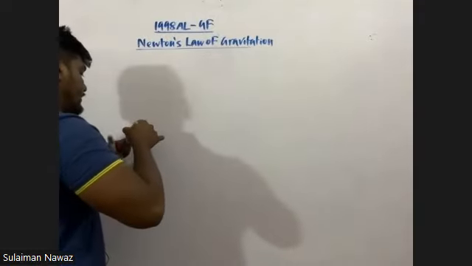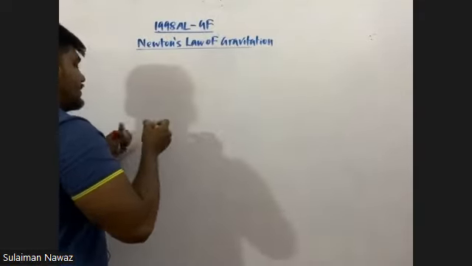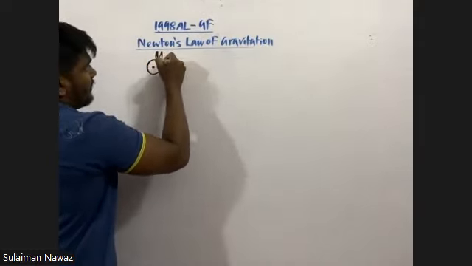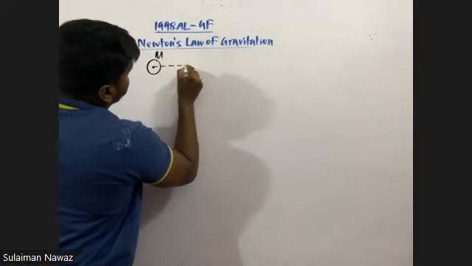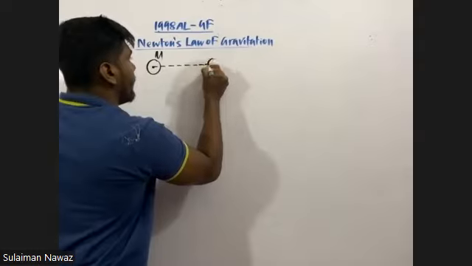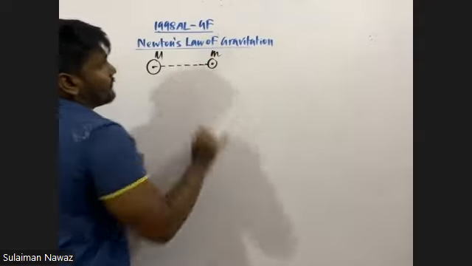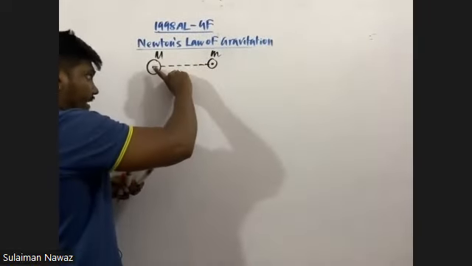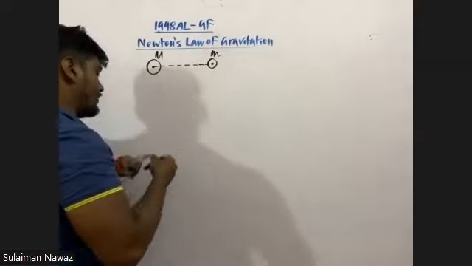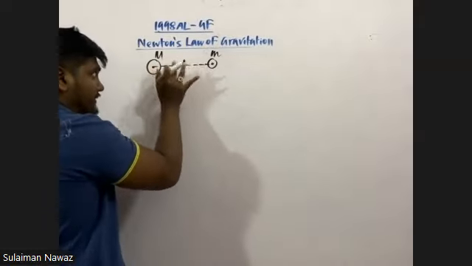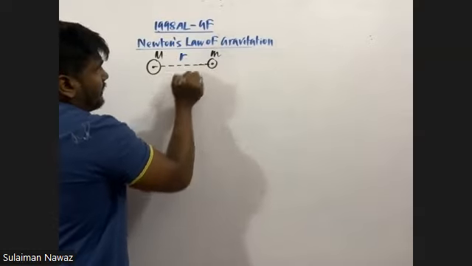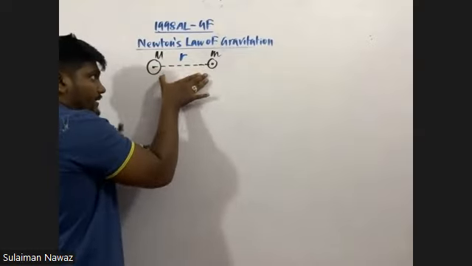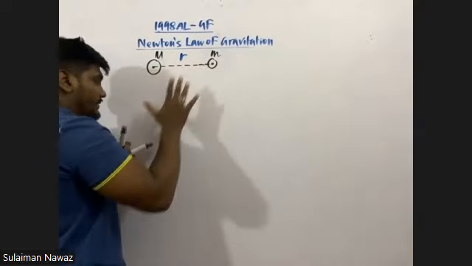Suppose there are two masses, let's say capital M and simple m. The distance between capital M and simple m masses is simple r, the distance between their centers. I explained that when there are masses, there are attraction forces. Here there are two masses, and there are attraction forces between these two masses.